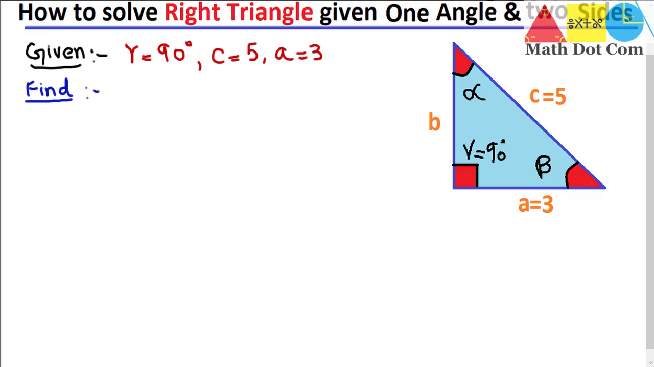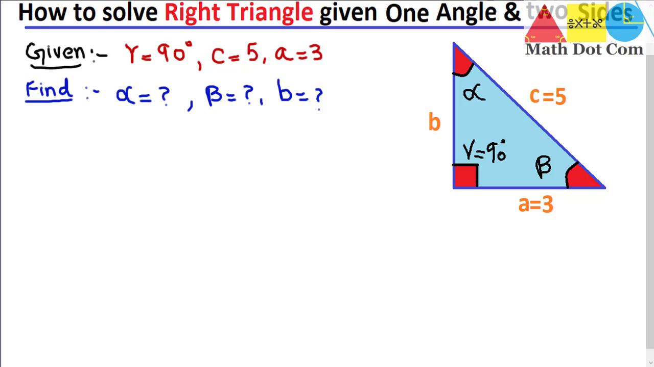Solving a right triangle means you must have the values of the lengths of all three sides and all three angles. Three sides and three angles you must know for solving the right triangle. So here what is unknown: the angle alpha we don't know, beta we don't know, and the side B we don't know. So three values are known and three are unknown. Let's see how we can go with this.